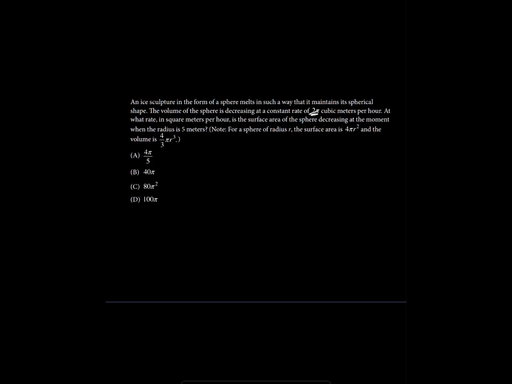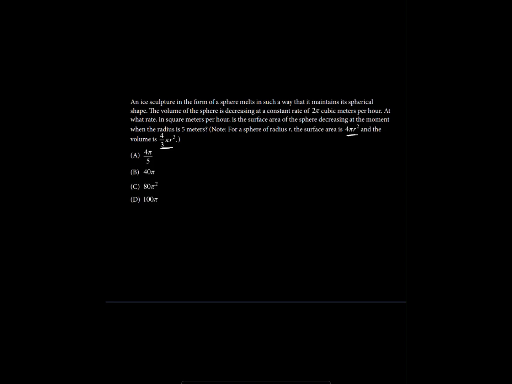At what rate in square meters per hour is the surface area of the sphere decreasing at the moment when the radius is 5 meters? And then we're given the surface area equation for a sphere and also the volume equation for the sphere. Now, I know this may seem like a lot, definitely does pack a lot, but we just really need to take into account the numbers rather than being overwhelmed with everything it's saying, and just look for the keywords.